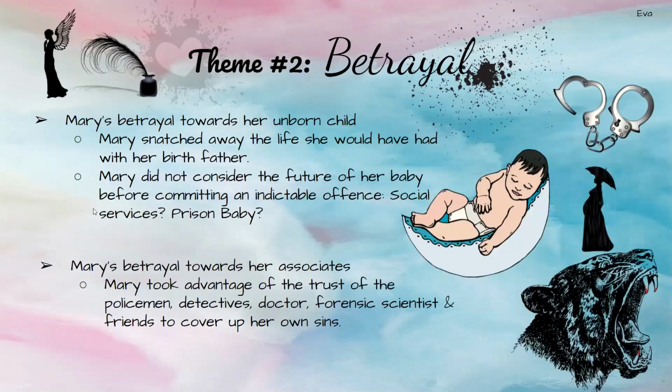The third point is Mary's betrayal towards her unborn child. Mary snatched away the life she would have had with her father, meaning the life that the baby might have had with the birth father. And the second one is that Mary did not consider the future of her baby before committing an indictable offense. Baby will end up where? Social services? Or be a prison baby?